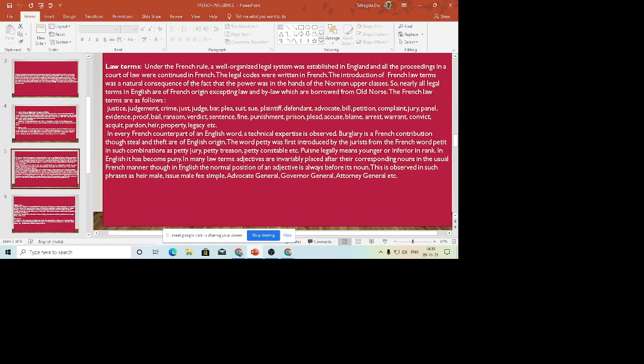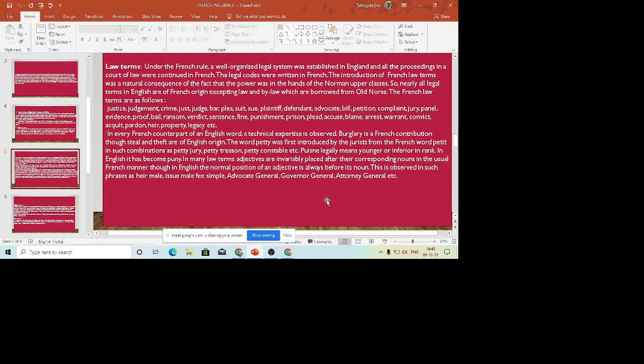Now we come to the law terms. This is number 4. Under the French rule, a well-organized legal system was established in England, and all the proceedings in a court of law were continued in French. So obviously, with the new government coming into power, William established a very well organized legal system, and the mode of communication in the courts of law was, of course, French. The legal codes were written in French. English was done away with.